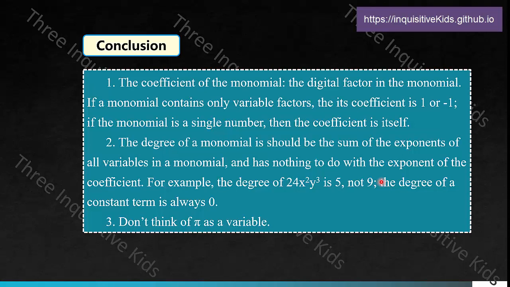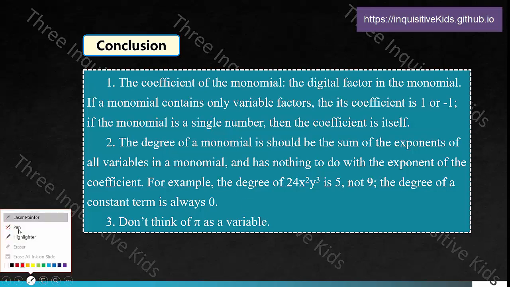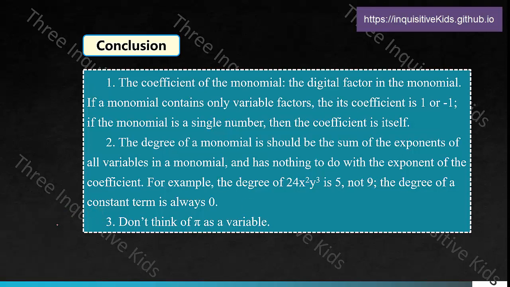2. The degree of a monomial is the sum of the exponents of all variables in the monomial and has nothing to do with the exponent of the coefficient. For example, the degree of 24x squared y cubed is 5, not 9. And the degree of a constant term is always 0. And okay, over there, you might be confused about what a constant term exactly is.